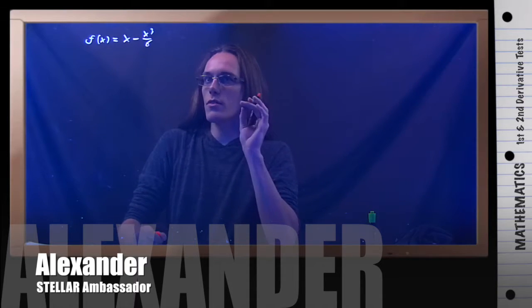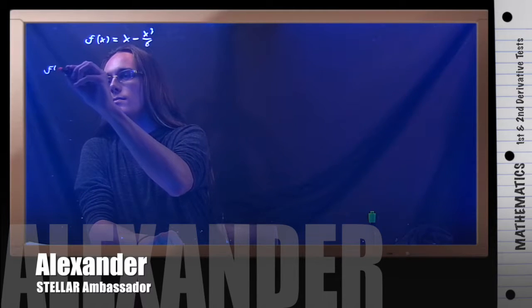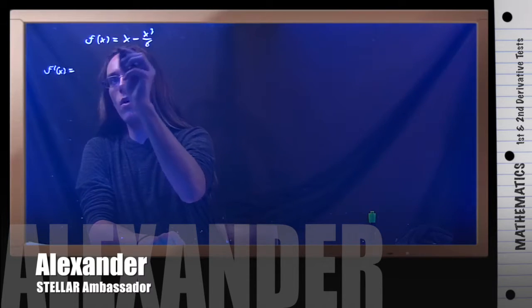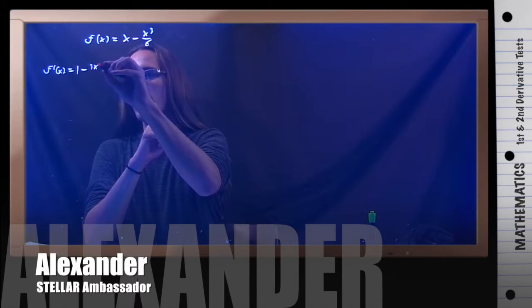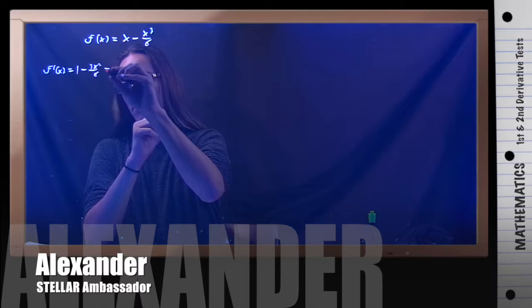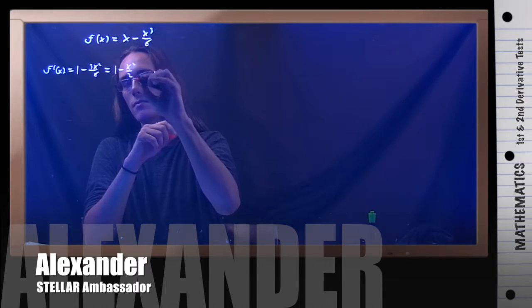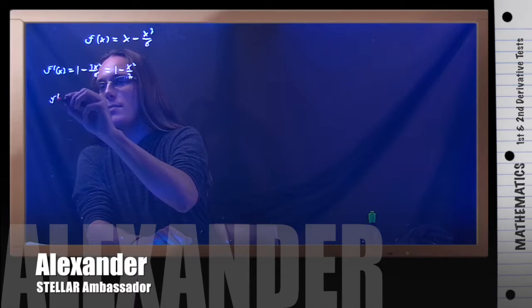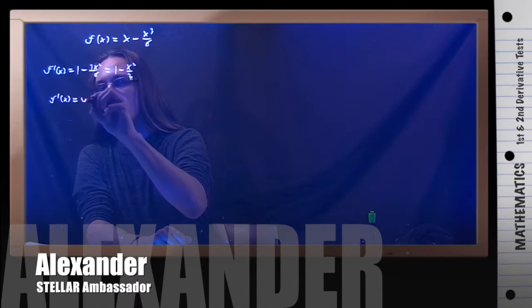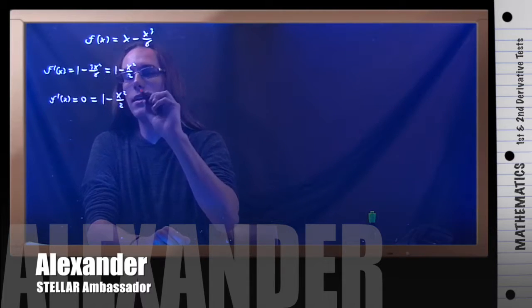So first things first, let's take the first derivative of this. Well, that's going to be 1 minus 3x squared over 6. Of course, that 3 reduces, so I get 1 minus x squared over 2. Let's go ahead and analyze f prime here. Where is f prime equal to 0? It's going to be equal to 1 minus x squared over 2. Let's go ahead and solve this.